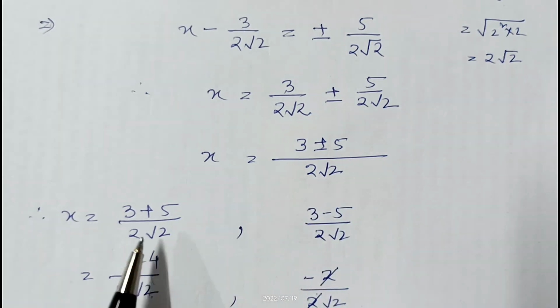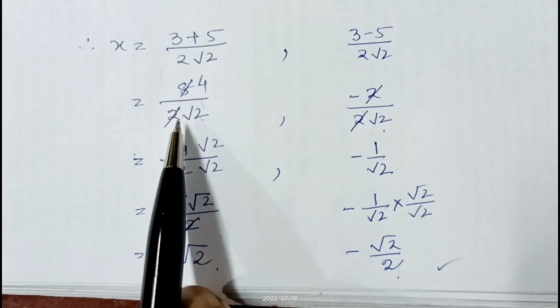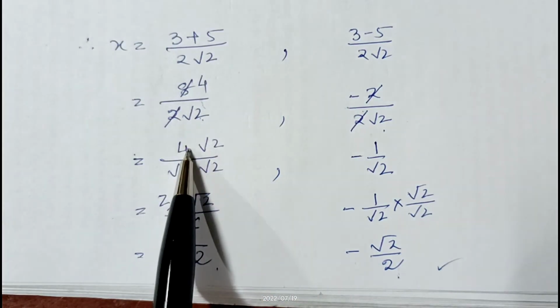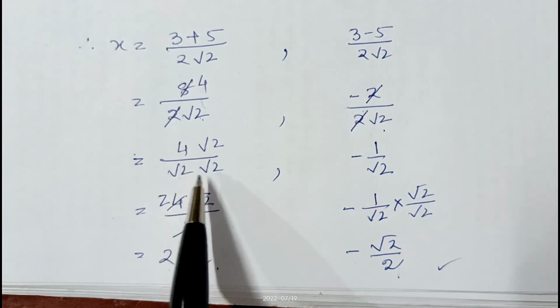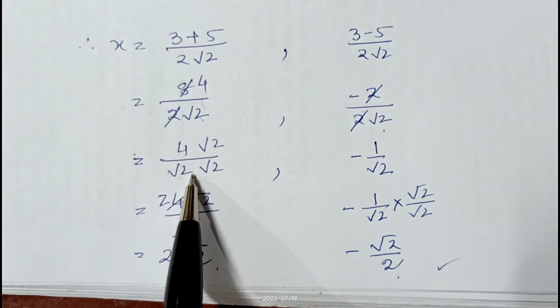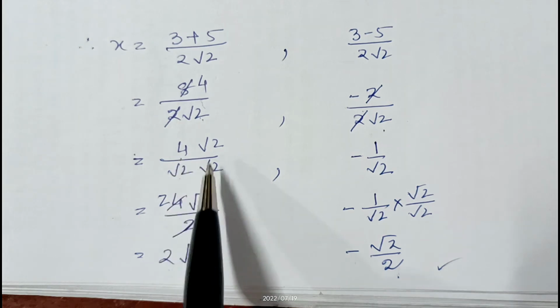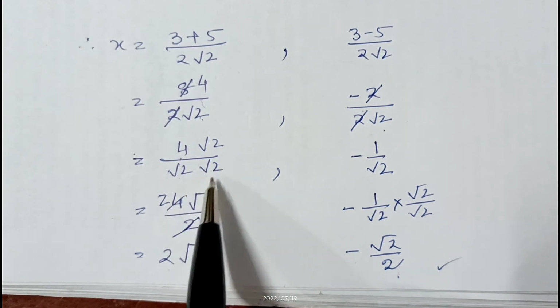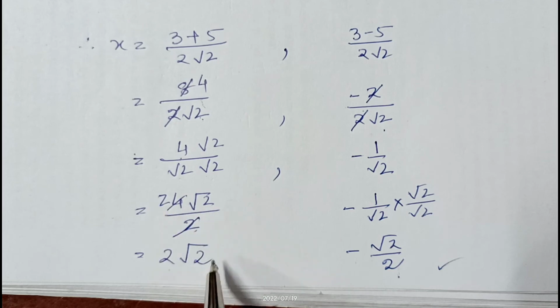Now if you separate, you will get 3 plus 5 by 2 root 2. 3 plus 5 is 8 by 2 root 2. This 8 can be cancelled by 2. It will become 4, so it will be 4 by root 2. If we rationalize, it will be 4 root 2 by root 2 into root 2, because in the denominator it is root 2. So we have to multiply both numerator and denominator by root 2. So we are going to get 4 root 2, and root 2 into root 2 is 2. These 2 and 4 can be cancelled, so it will be 2 root 2.